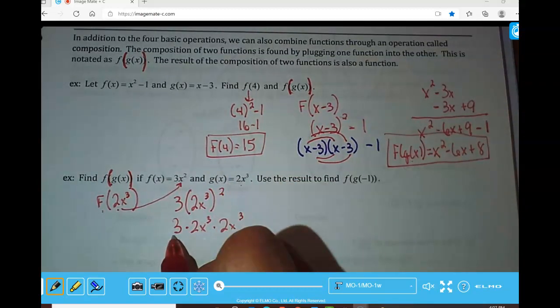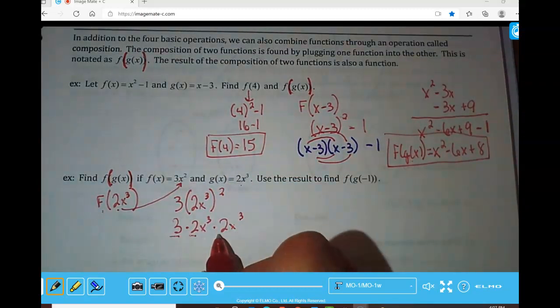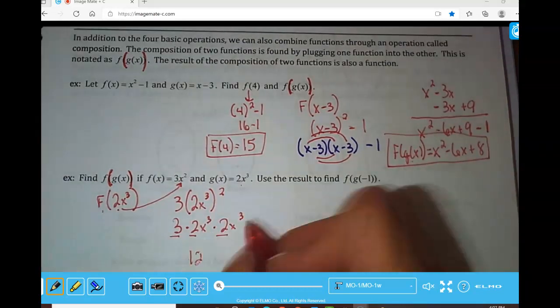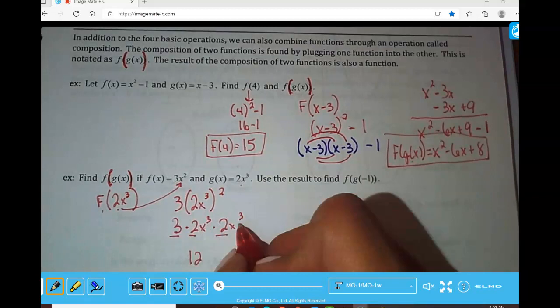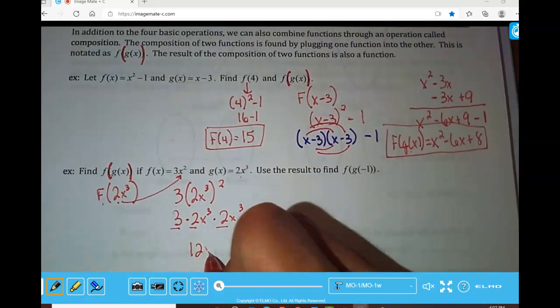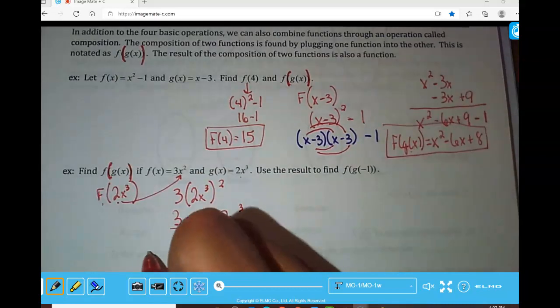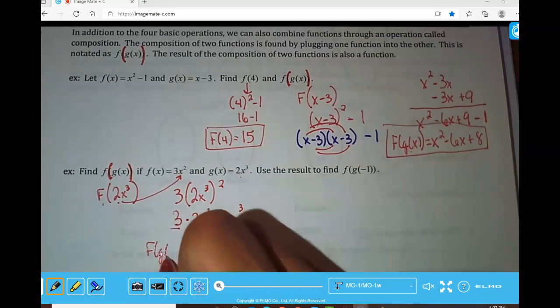And I can multiply my numbers. 3 times 2 times 2, that's 12. And x cubed, that's 3 x's multiplying, 3 more x's multiplying, so that's a total of 6 x's multiplying. And now we have found f of g of x.